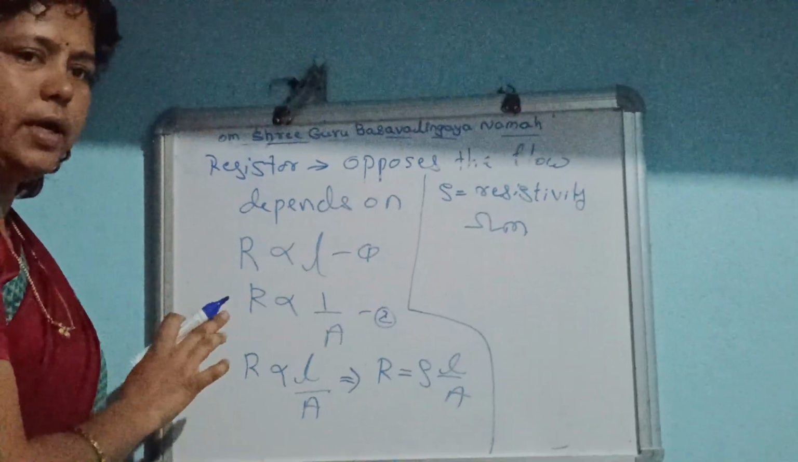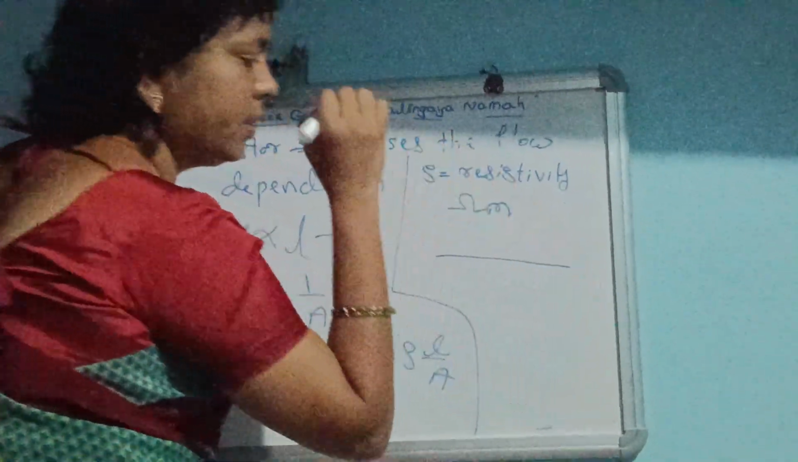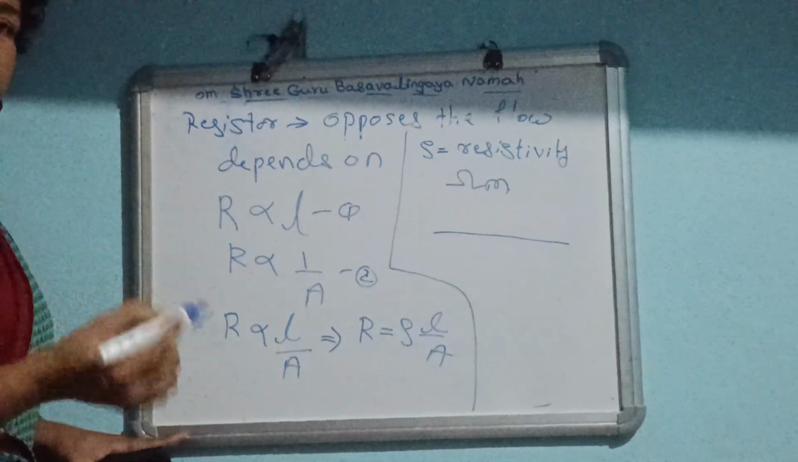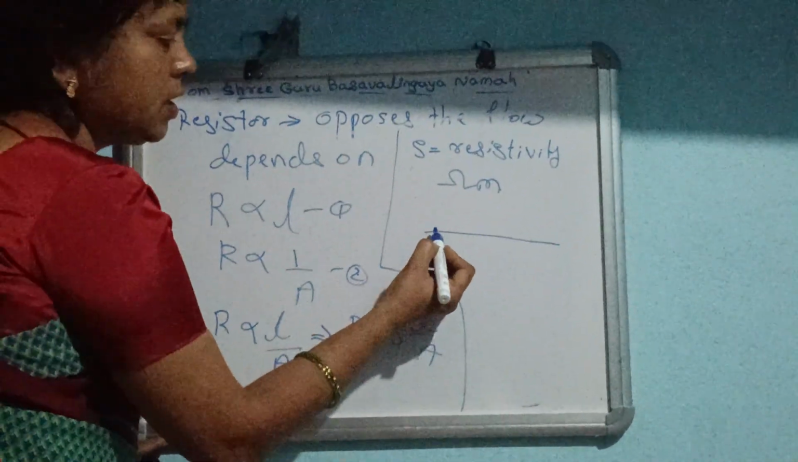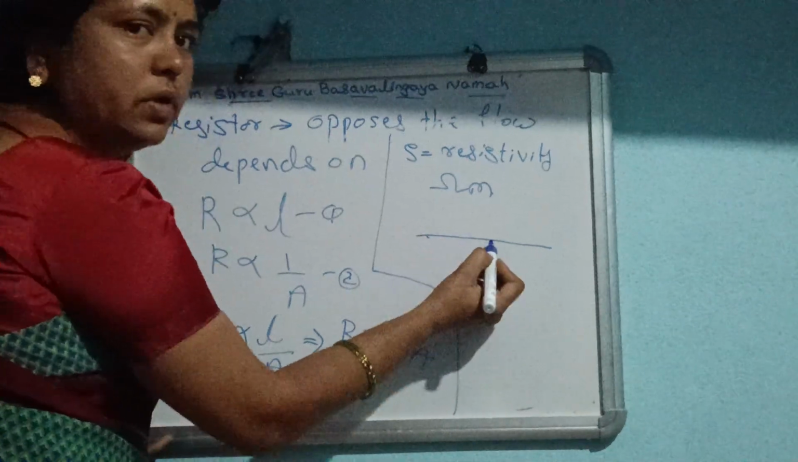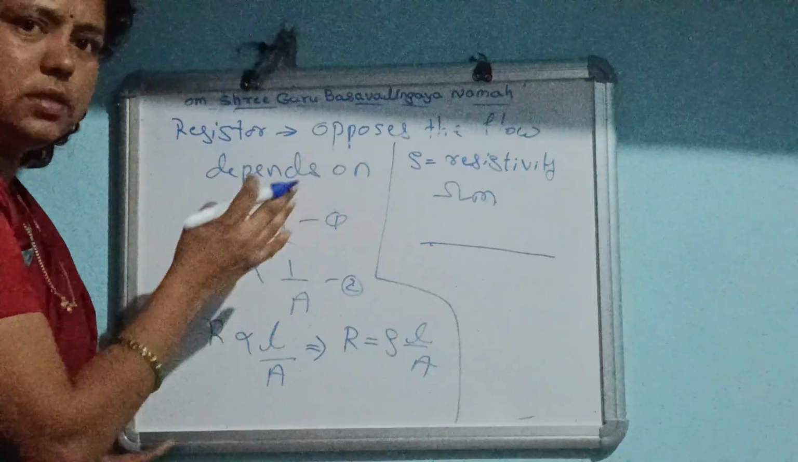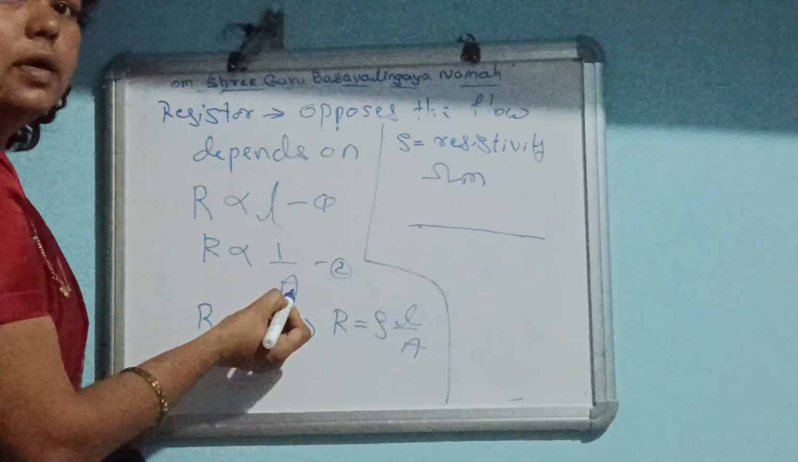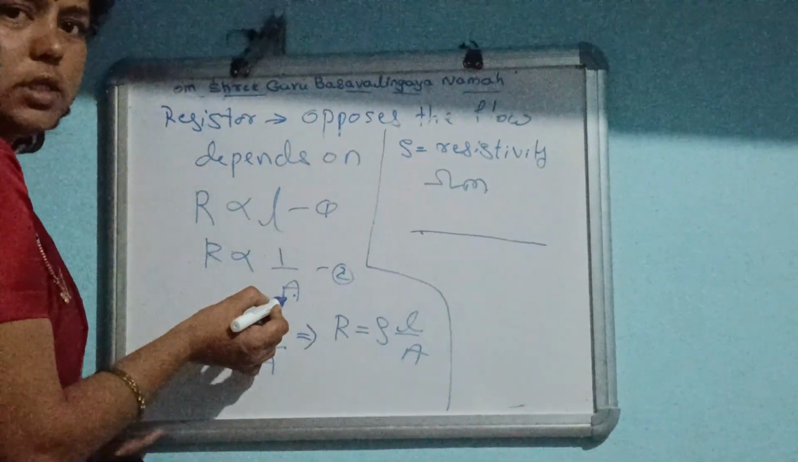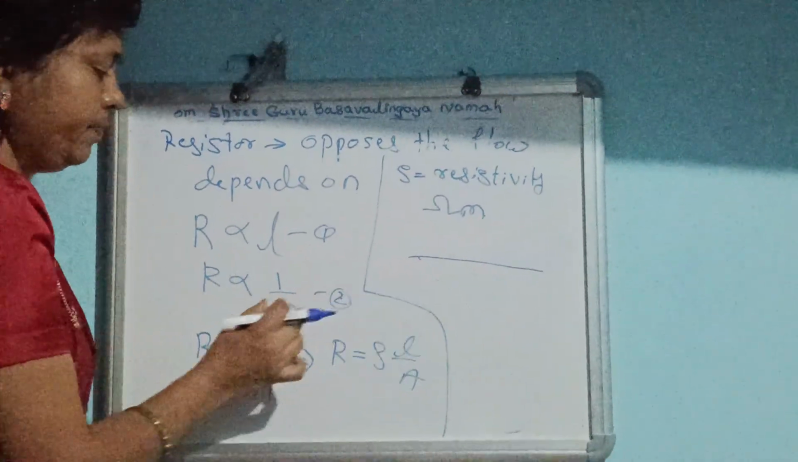Resistance depends on the length of the conductor. If the length increases, resistance increases. It also depends on the cross sectional area of the conductor. If the area decreases, resistance increases, and vice versa, because resistance is inversely proportional to the cross sectional area of the conductor.